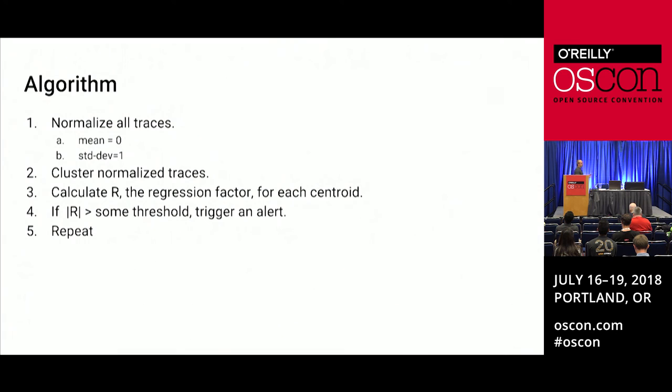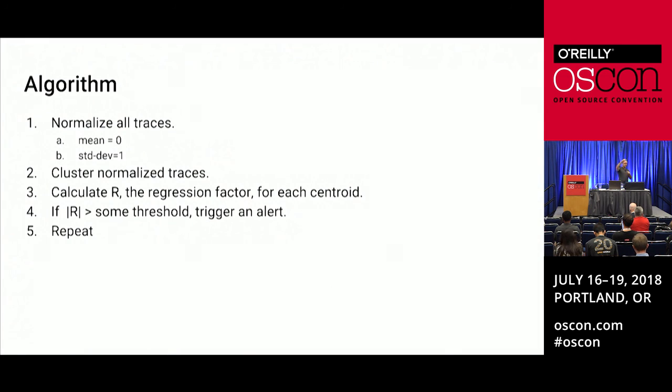So this is our algorithm. This is how we do this. We take all of those traces, we normalize to a mean of 0, standard deviation of 1. We cluster all those normalized traces. Then we throw out most of that data and just look at the centroids. We calculate R, the regression factor, for each centroid. And if the absolute value of that regression factor is over some threshold, then we'll trigger an alert. Now, the absolute value of R, because we don't care if it's a step up or a step down.